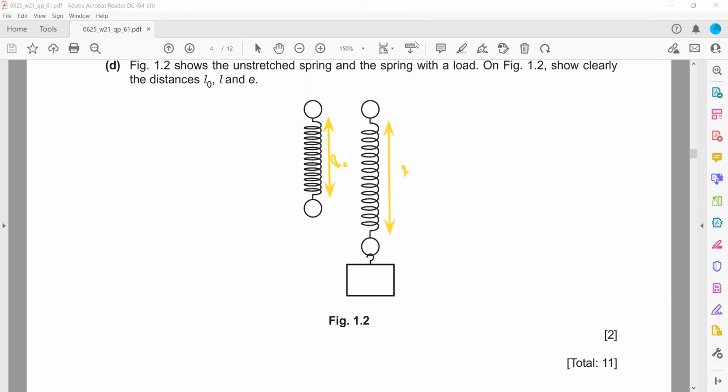And how much is the extension? Extension means increase in the length. So according to this figure, what is the extension? This part is representing the extension, which we call E.